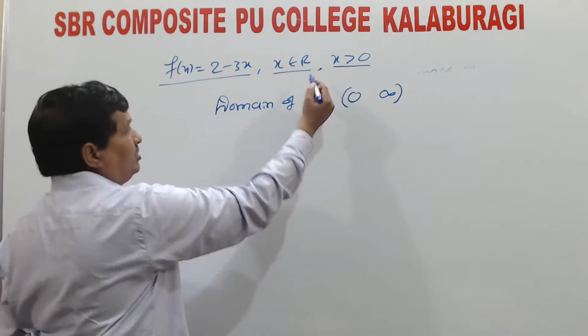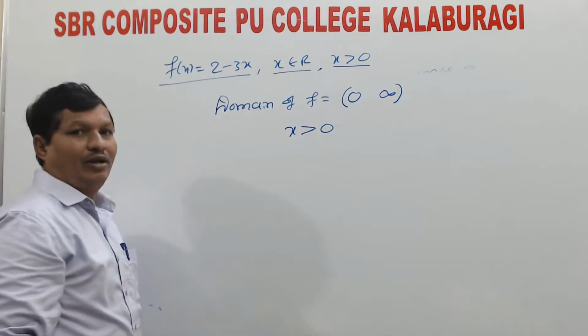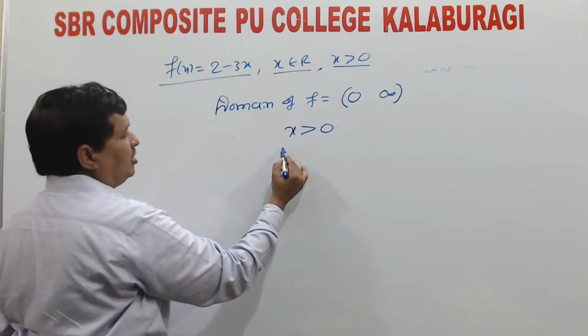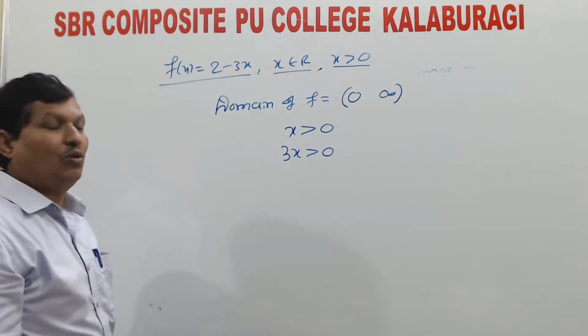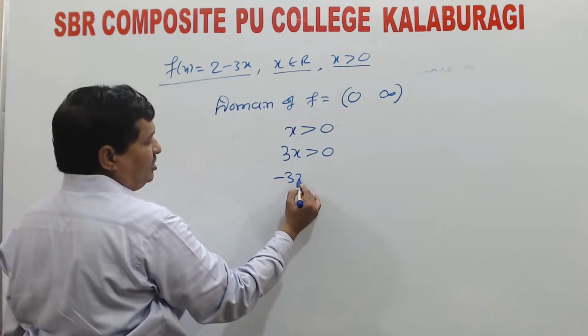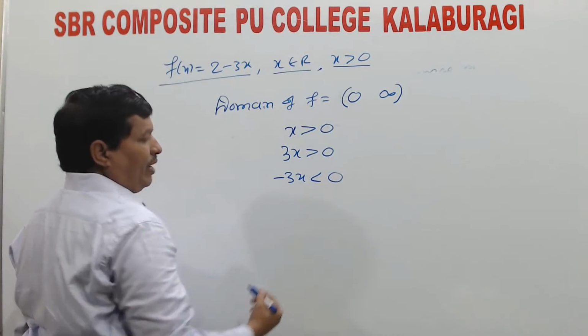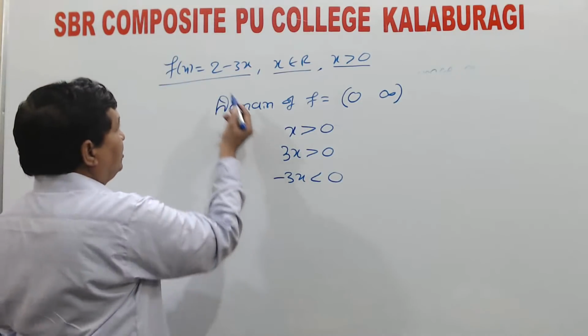By taking x values here, x is greater than 0, a positive real number they are given. x is greater than 0 means 3x is what? If you multiply both sides by 3, again greater than 0. Okay, here minus is there. That is why minus 3x is less than minus 0. Minus 0 is nothing but 0.